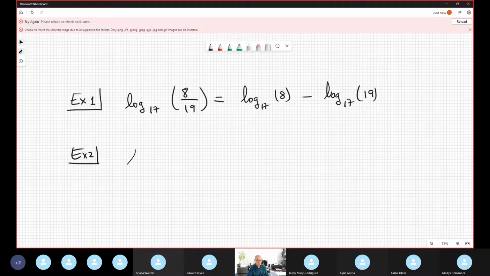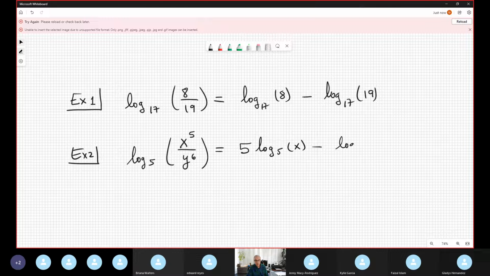Example 2. Suppose that we have logarithm base 5 of x to the 5th power divided by y to the 6th power, and you expand. Division, subtraction. So, it is logarithm base 5 of x, but this power 5 goes to the front as a factor, minus logarithm base 5 of y, and this exponent 6 goes to the front as a factor. Cool?